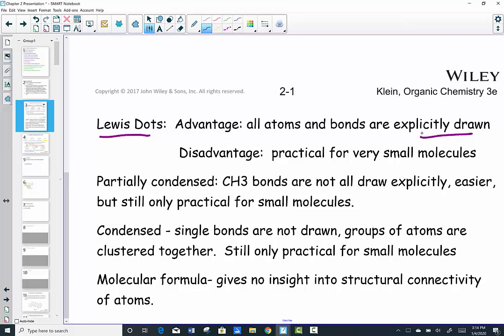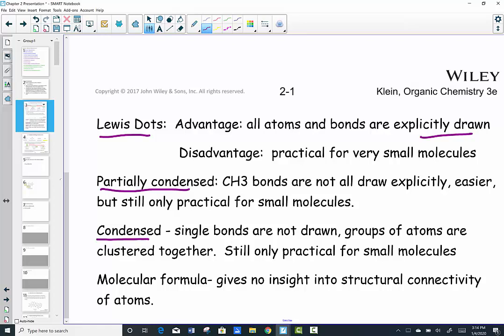The partially condensed structure, where we eliminated the C-H bonds and wrote the hydrogens directly on the carbon they're attached to, is easier, but it's still only practical for very small molecules. And if we go condensed even further and eliminate all single bonds and just write groups of atoms clustered together, we're still only looking at practicality for very small molecules.